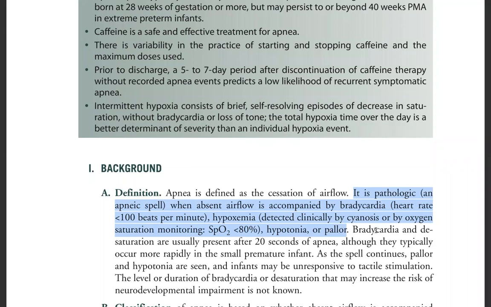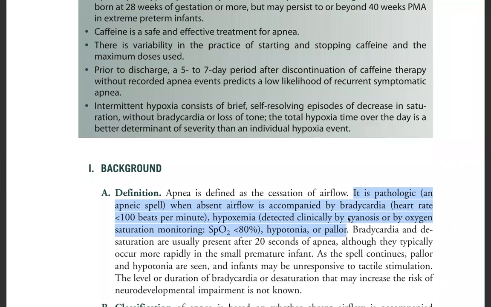Usually bradycardia and desaturation are seen after 20 seconds of apnea, whereas in premature infants it may occur more rapidly. That's why they have not strictly kept the definition as more than 20 seconds and 10 seconds like the old definition.